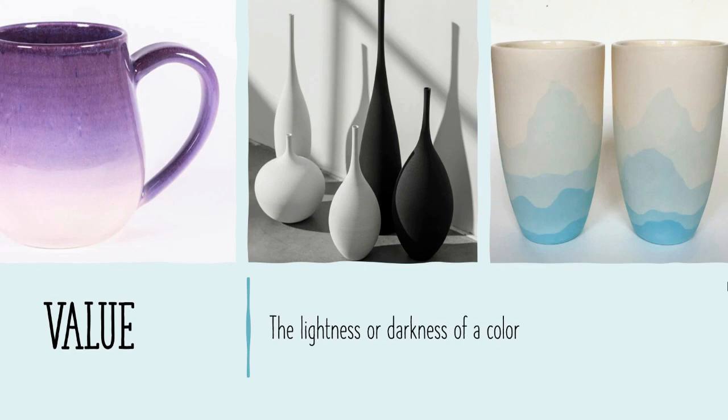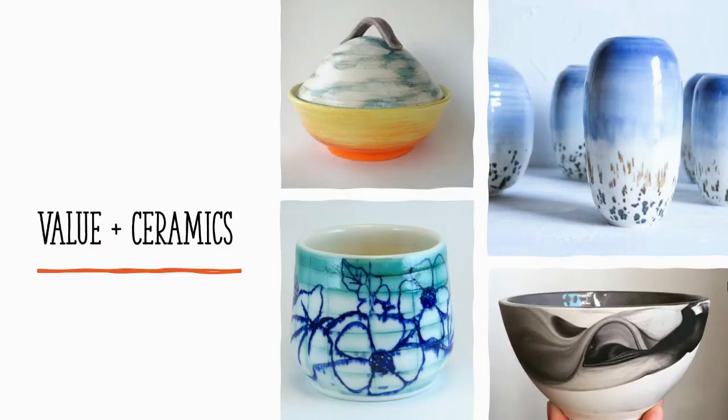Value refers to the lightness or darkness of a color, so we often see value on the surface detail of an artwork. Whether it has shiny glaze or a matte finish, the value might change from dark to light. Here are some more examples of value. You can see again some of the darkness in color, lightness in color, whether it's black and white or whether it's a gradient between different colors.